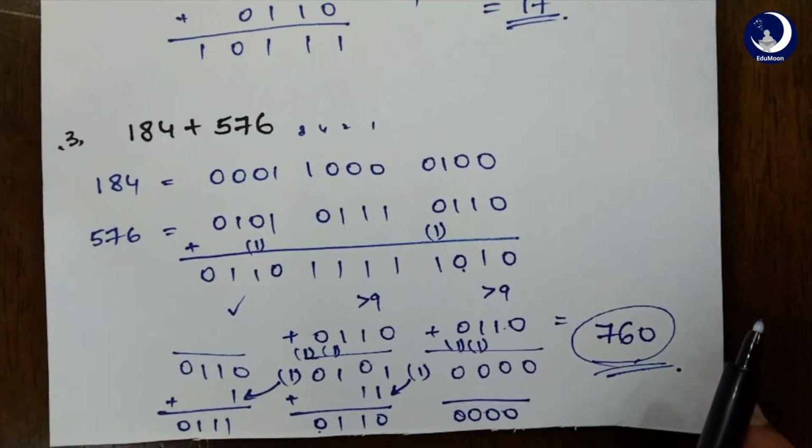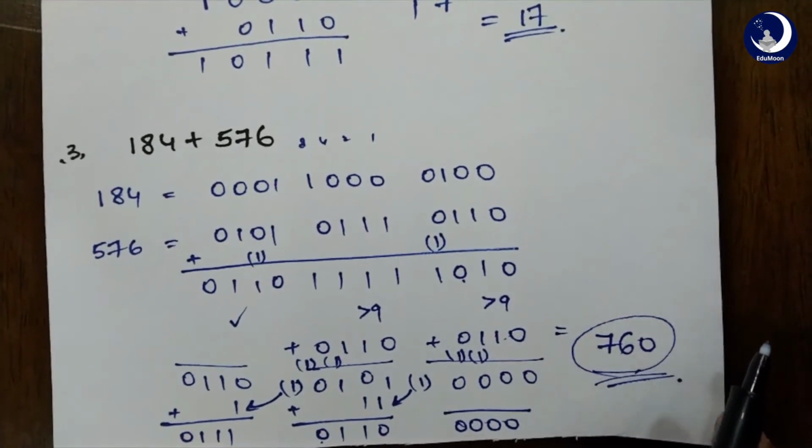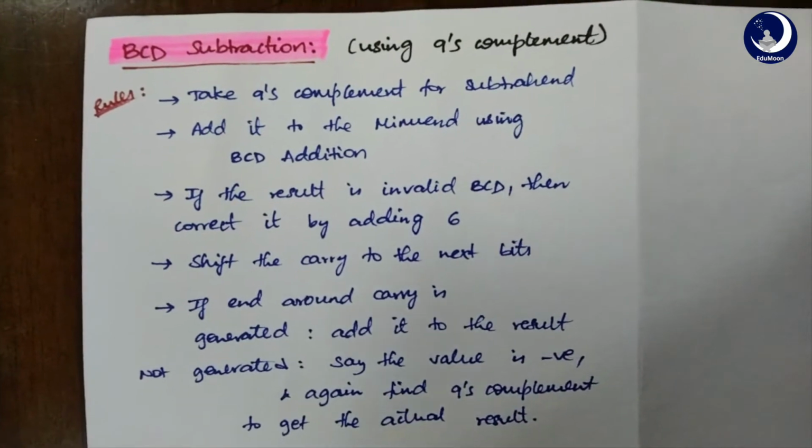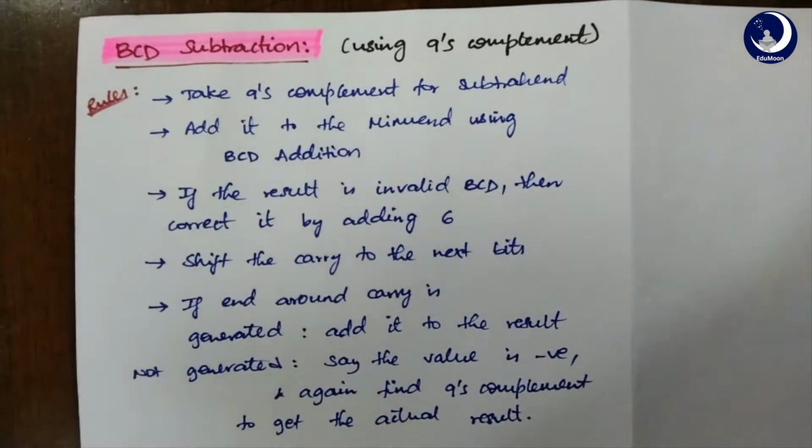Okay, now we are done with the BCD addition. We will go into the BCD subtraction. Well, for BCD subtraction, we can use either the 9's complement or the 10's complement.